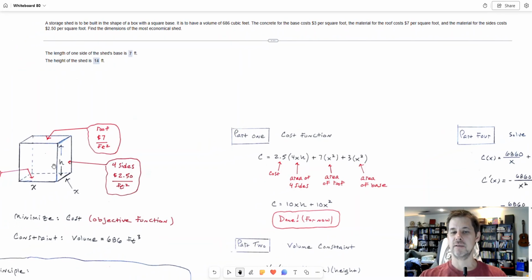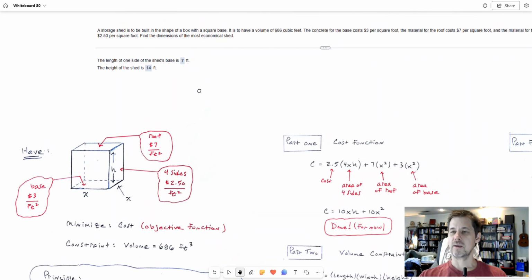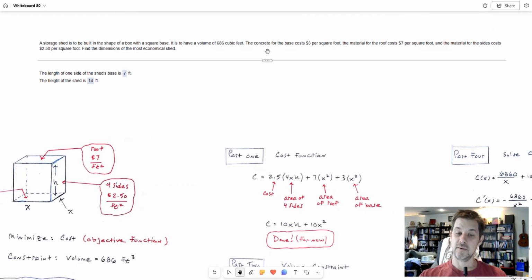And what I'm imagining in this one is that the roof is made of one kind of material, and then the base something different, and then the sides something different. Okay, so we're given that the material for the base is $3 per square foot. So if you can imagine a 1 by 1 square, it's $3 for every portion like that that makes up the base. Likewise, I'm given that the roof is $7 per square foot and the material for the sides is $2.50 per square foot. So there's a cost involved in building this container or this storage shed of the size that it needs to be.